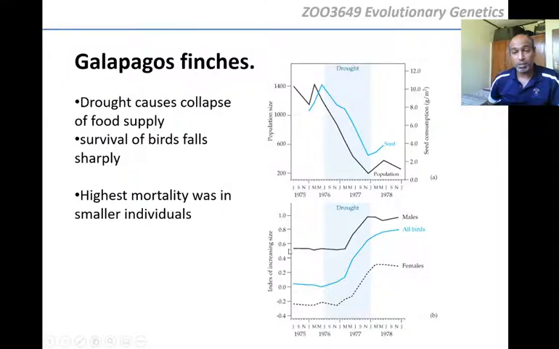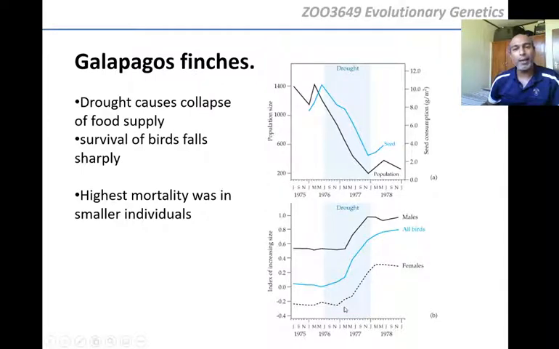Below 0.6, the males. What happened after the drought? After the drought, suddenly the size of the males becomes bigger. Look how big the males have become. Even the females have gone from here to here in size. So both males and females got bigger after the drought.